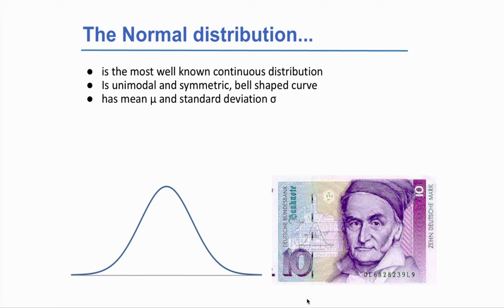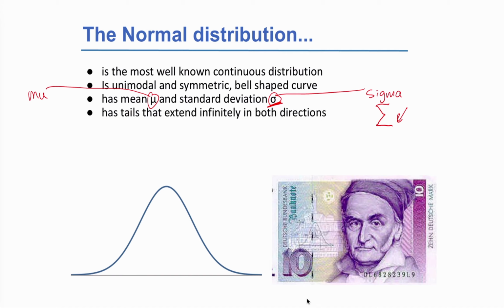It has a mean of mu and a standard deviation of sigma. So this is the Greek letter mu, and this is the Greek letter sigma. You may remember that this is also the Greek letter sigma. This is a capital sigma, and this is a lowercase sigma. It has tails that extend infinitely in both directions. So these are the tails.